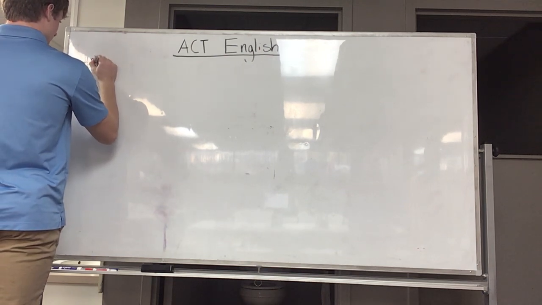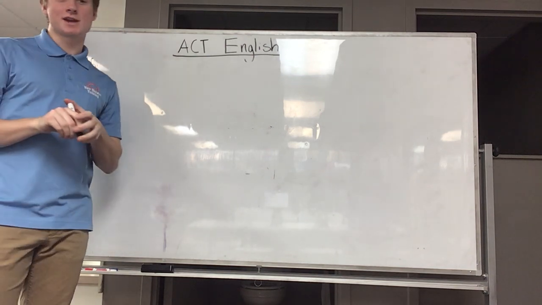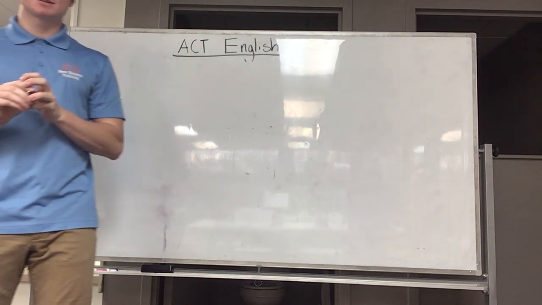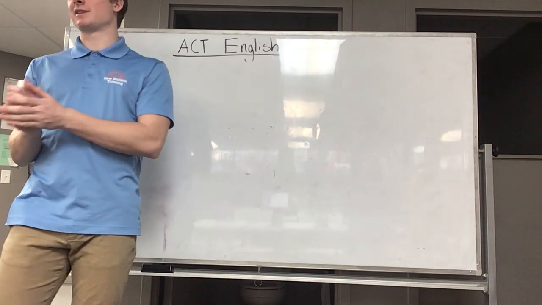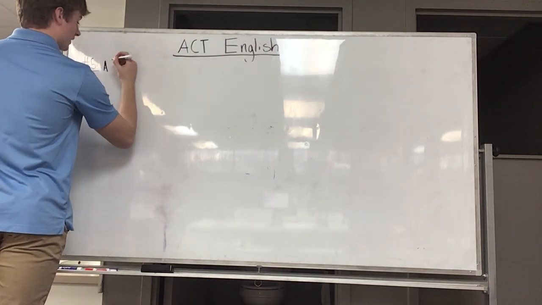Fifth rule: commas are used to separate an -ing phrase at the end of a sentence when the phrase refers to the entire sentence before it. So it's kind of confusing, but we'll go over a couple examples.